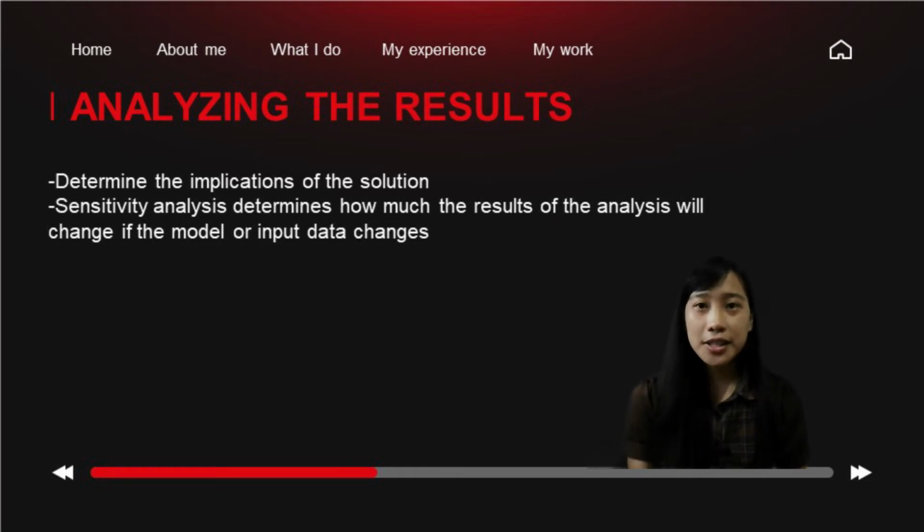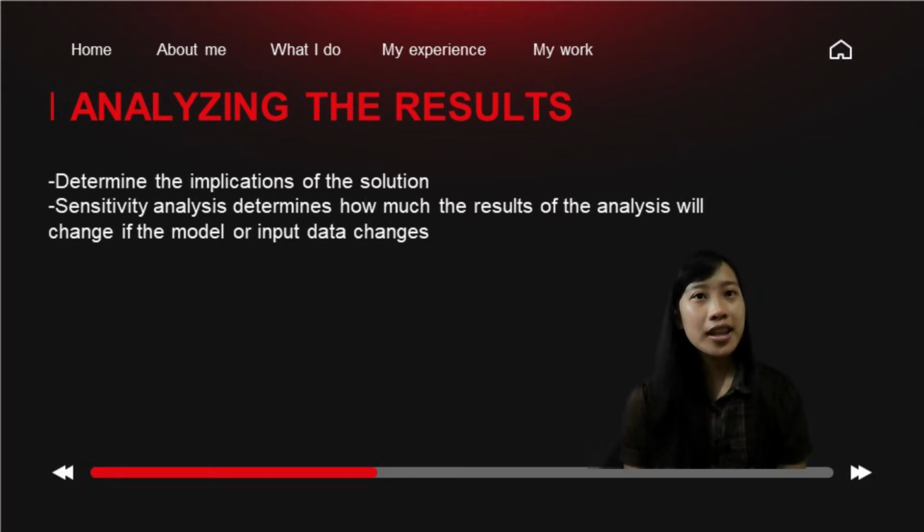Analyzing the results helps in evaluating the financial instruments and making predictions for making a decision. It determines the implications of the solution. Implementing results often requires actions and changes in an organization. The impact of actions or changes needs to be studied and understood before implementation.